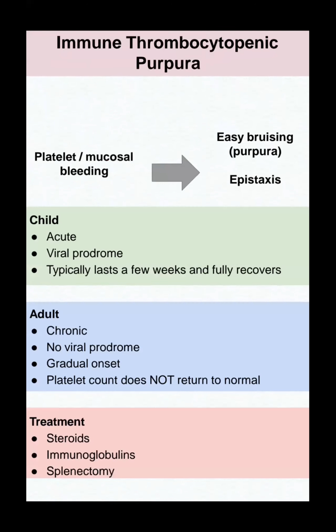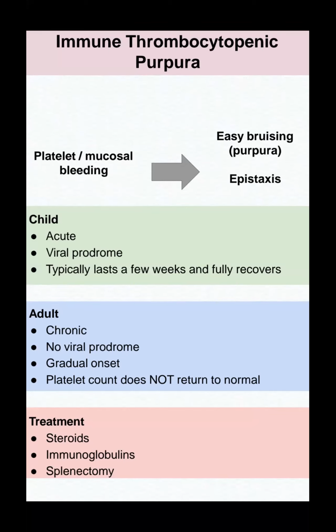ITP I discussed with Dr. Umesh Shahzad. Platelets will be low. There is mucosal bleeding, easy bruising, epistaxis. In a child, it is acute with a viral prodrome, and in an adult, it will be chronic with a non-viral prodrome. The treatment is steroids and immunoglobulin according to the presentation.